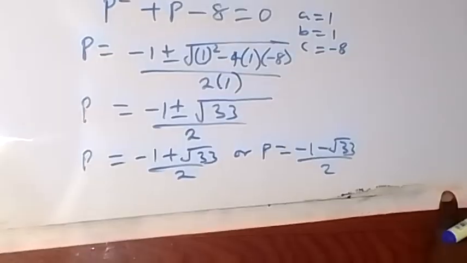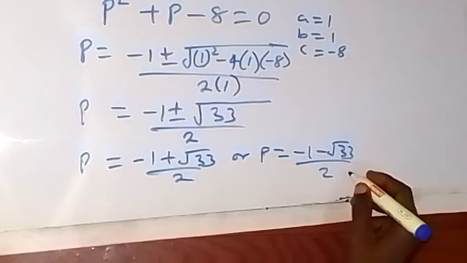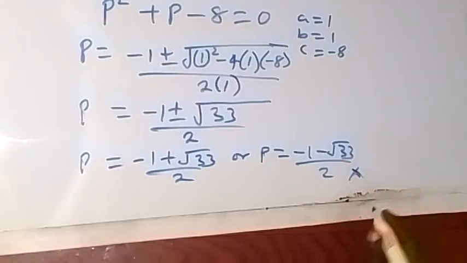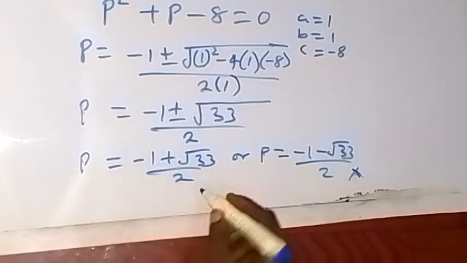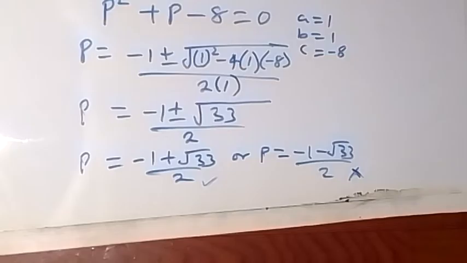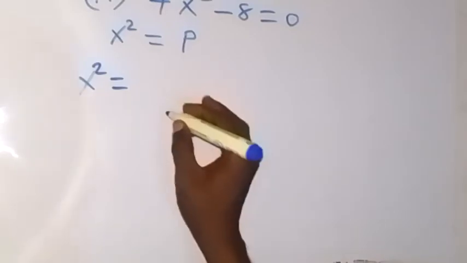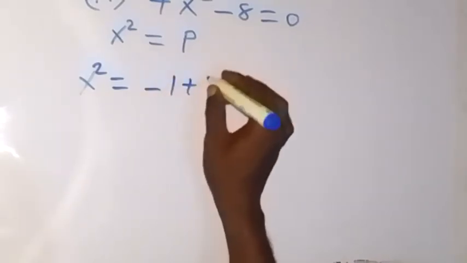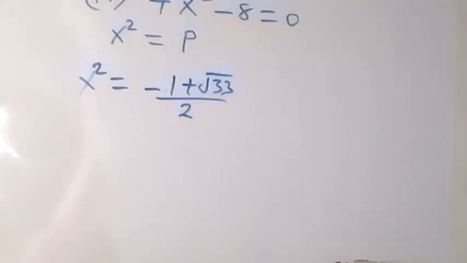And we can see from here that since our p is equals to x squared, this one will not work here because of this minus we have here. So what we now have is this one here. So let's equate that one to what we have. Then from there, we can say that x squared now is equals to minus 1 plus root 33 over 2. And therefore, to get x now, we can take the square root on both sides.